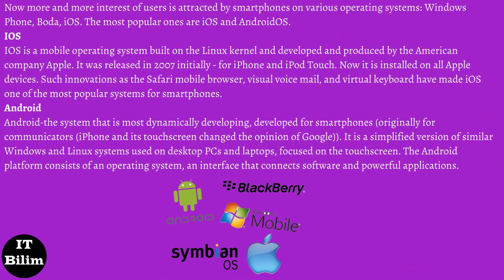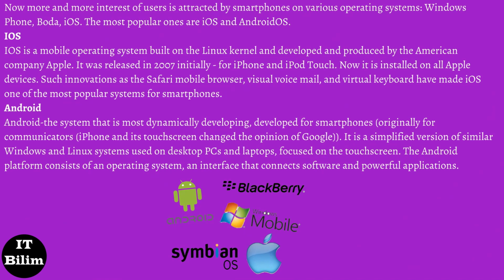Now more and more interest of users is attracted by smartphones on various operating systems: Windows Phone, Bada, iOS, the most popular ones being iOS and Android OS. iOS is a mobile operating system built on the Linux kernel and developed and produced by the American company Apple. It was released in 2007, initially for iPhone and iPod Touch. Now it is installed on all Apple devices.